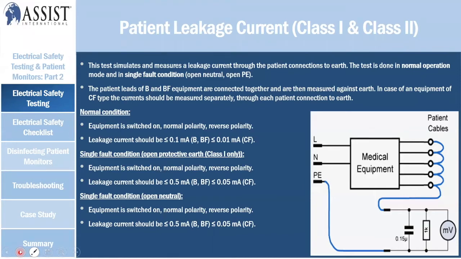And single fault condition is also almost similar, but for B and BF it is 0.5 milliampere. These are open earth for single fault, and 0.05 milliampere for CF. And single fault condition open neutral is almost the same reading as open protective earth. So this is how you do it for class 1 and class 2 patient leakage current. This is the method you use by using a multimeter.